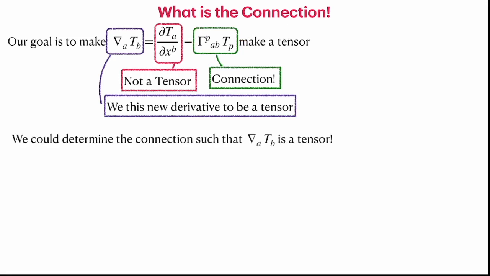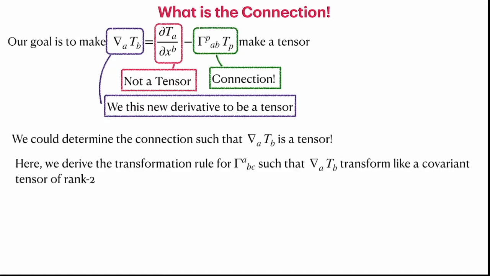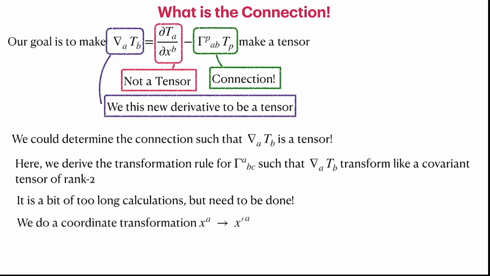So this gives us the transformation rule for gamma. We need to determine the connection such that the derivative operator acting on a covariant vector field becomes a tensor. So let us see how to do this calculation. We have to derive a transformation for gamma such that our differential operator forms a covariant tensor of rank 2. It's a bit of a long calculation. General relativity is all about long calculations, so this needs to be done. Let's go step by step.